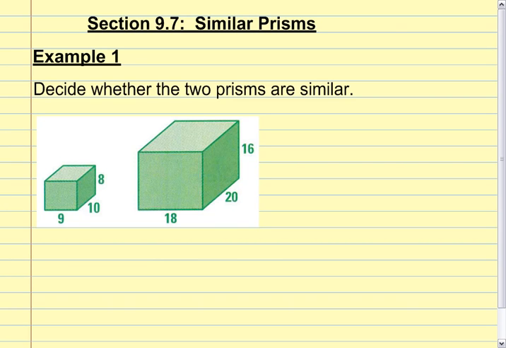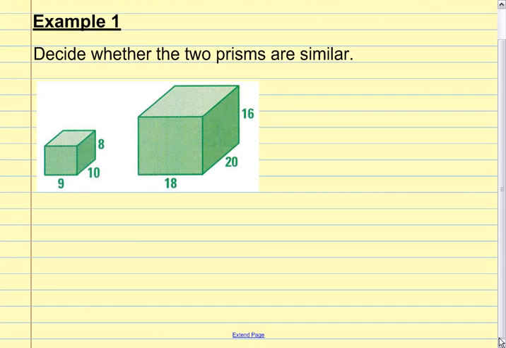Okay, folks, we need to decide if these two prisms are similar. That means if we take this small one and make it bigger, we just stretch it out, do I get the same shape as this bigger one? There is one easy way to figure this out. We need to write three fractions.